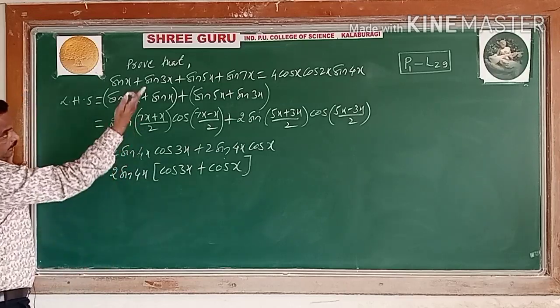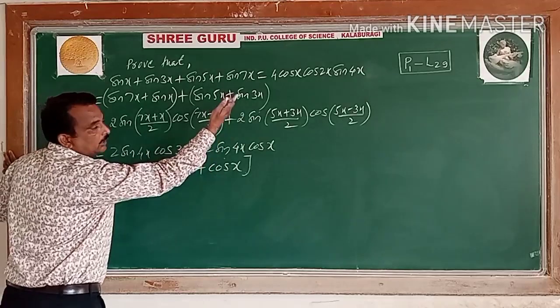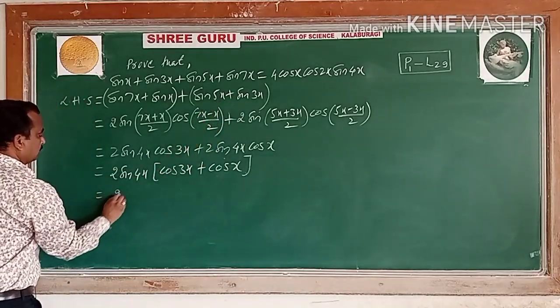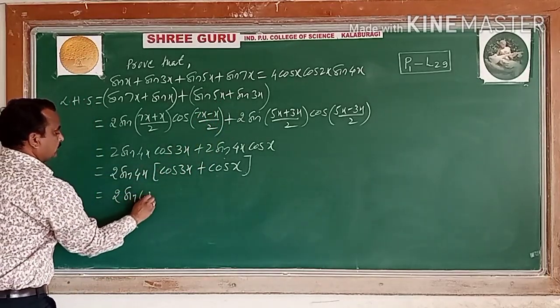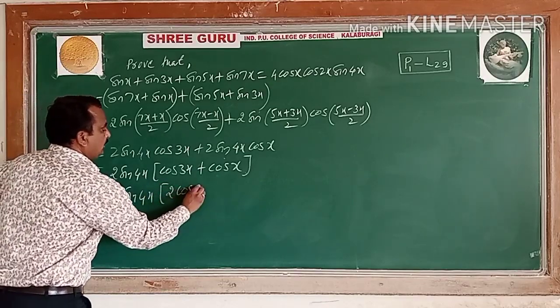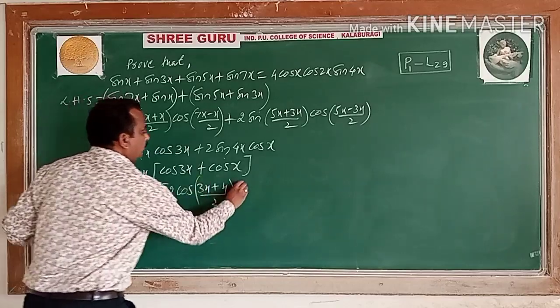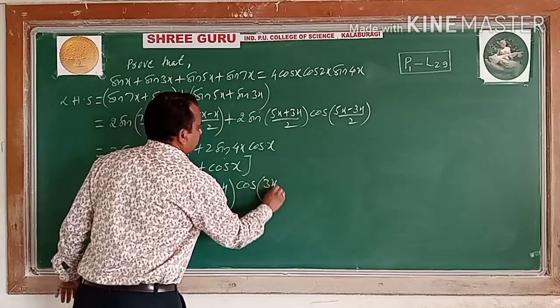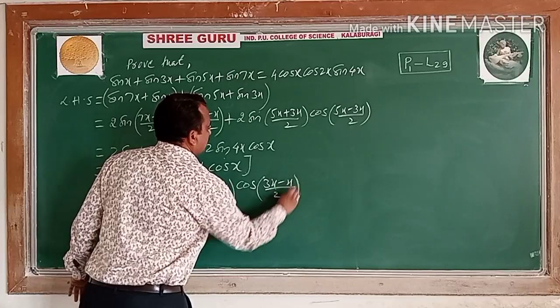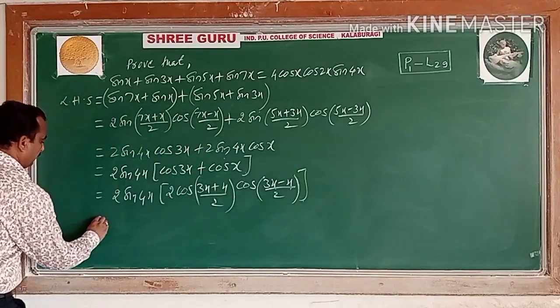You need cos terms, cos products also. Cos c plus cos d, both cos, you require in terms of cos also. So 2 sin 4x, cos c plus cos d is 2 cos of (c plus d) by 2 into cos of (c minus d) by 2, that is (3x plus x) by 2 and (3x minus x) by 2. Simplify, you will get the answer.